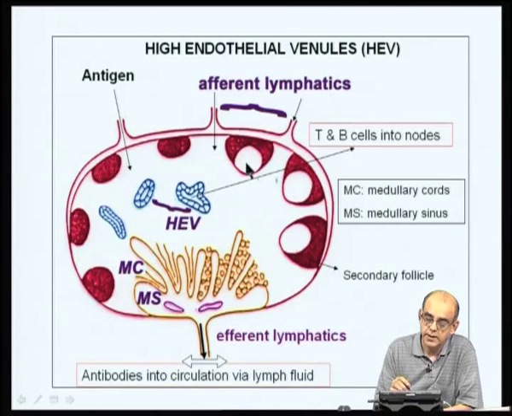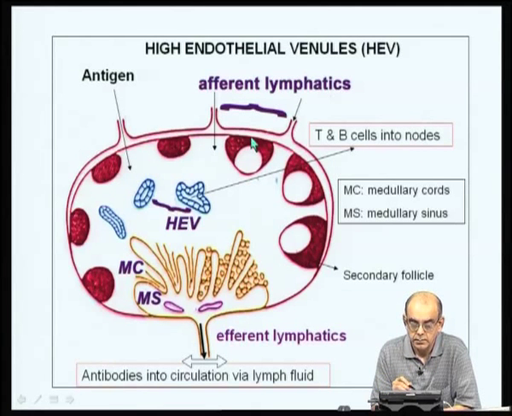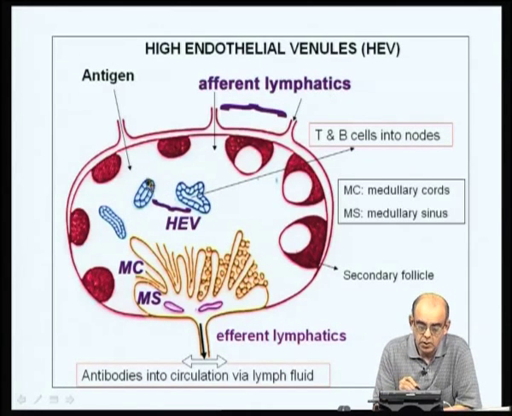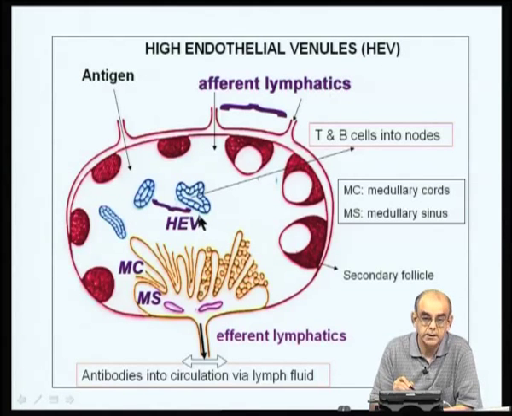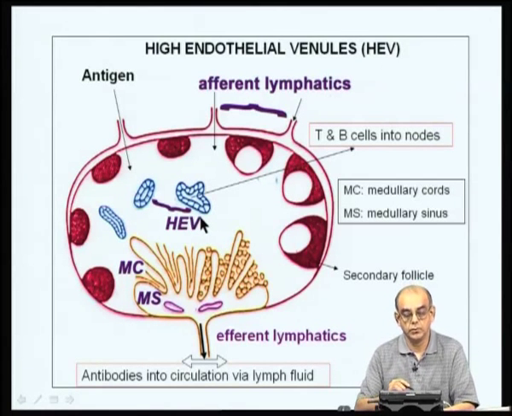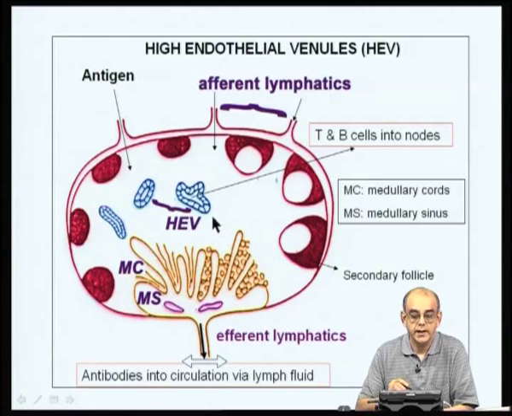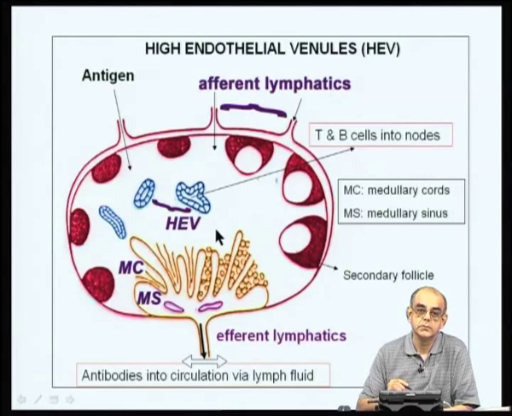So, looking at this, you have the secondary lymphoid follicles, and you have other structures called high endothelial venules, or HEV for short. Now, the high endothelial venules play a very important role in what is termed trafficking of lymphoid cells. Trafficking means, as the word implies, the movement of cells from one location to another, especially lymphoid cells.